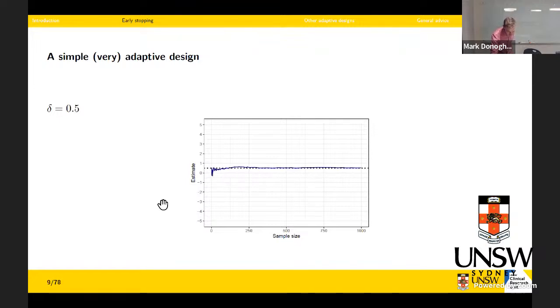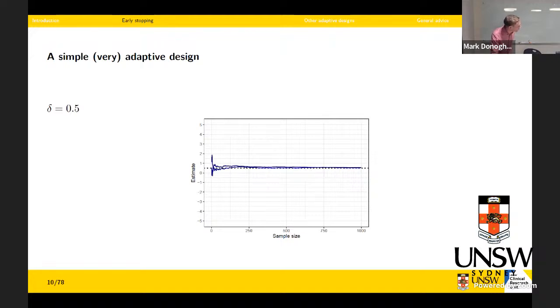So let's see how that looks. So this is our first kind of hypothetical experiment. You can see at the start, when we've got small sample size, our estimate of the difference can move around a fair bit. But then as our sample size increases, it gets closer and closer to the truth of 0.5.